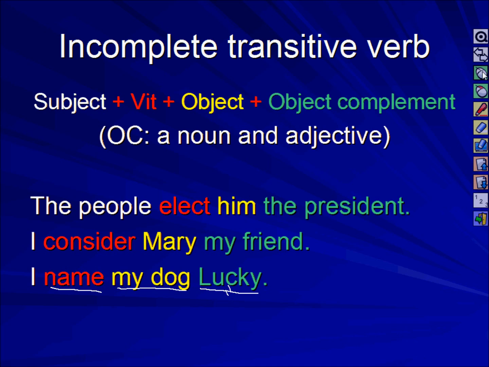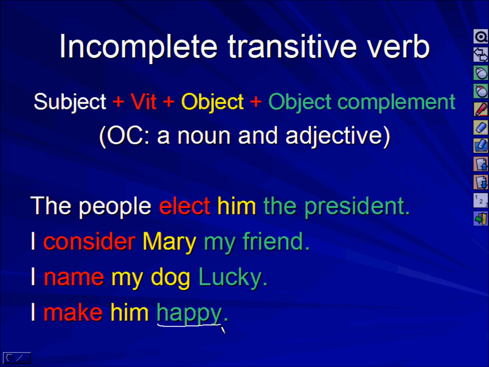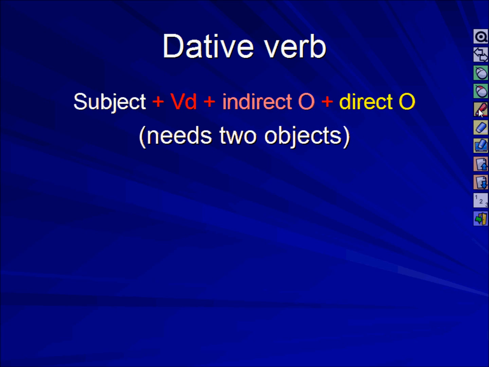Let's look at the next one. I make him happy. This object complement is an adjective. So we know that all complements can be nouns or adjectives. Okay, so this is incomplete transitive verbs. Let's look at the next one.